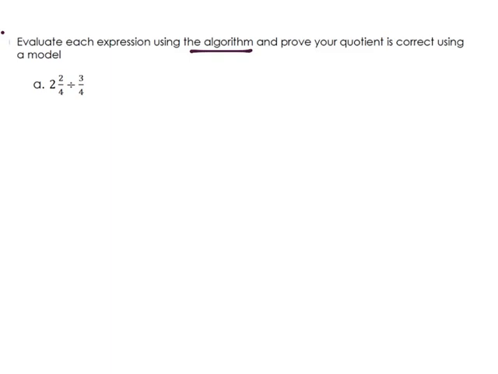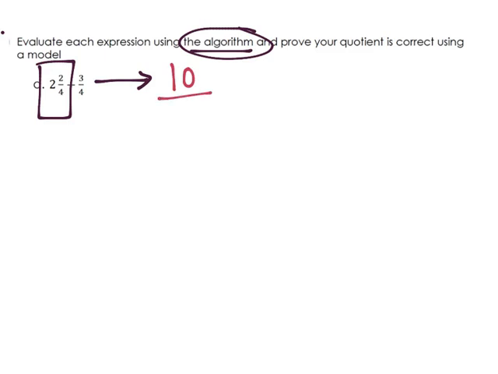The first thing we need to do is evaluate this expression. When we say we're using the algorithm, we know we're going to eventually do keep, change, flip. So I notice that my dividend is a mixed number. So the first thing I need to do is make it improper. So I multiply the denominator by the whole number out front. 4 times 2 is 8. And then I add my numerator. So 8 plus 2 is 10. And I keep my same denominator.